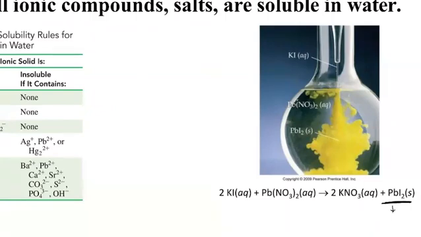So this forms a precipitate. That's the solid. In this case, it's going to be that yellow compound that you see formed here. The reason why that lead-2 iodide is precipitating is because it's not soluble in water. Now, how do we know if a particular ionic compound is soluble in water or not?